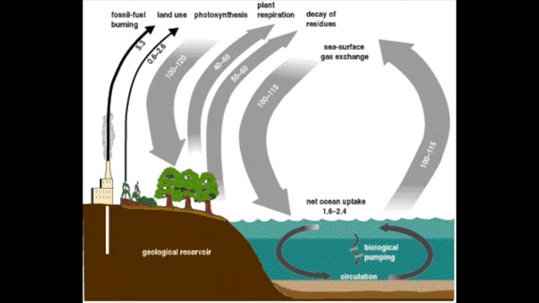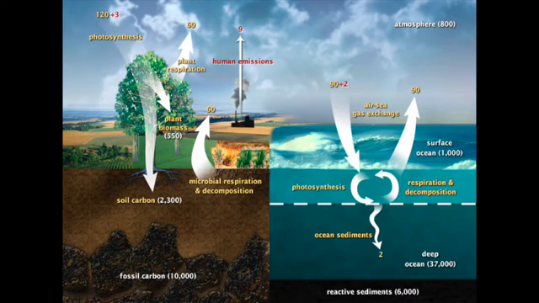Each time you exhale, you are releasing carbon dioxide gas, CO2, into the atmosphere. Animals and plants get rid of carbon dioxide gas through a process called respiration. When humans burn fossil fuels to power factories, power plants, cars, and trucks, most of the carbon quickly enters the atmosphere as carbon dioxide gas.